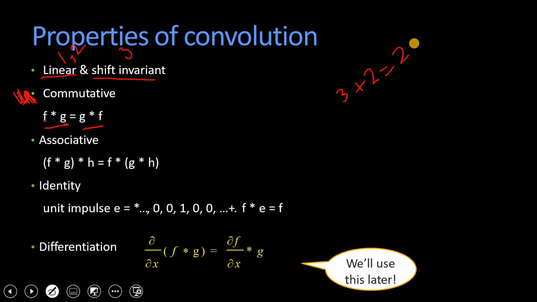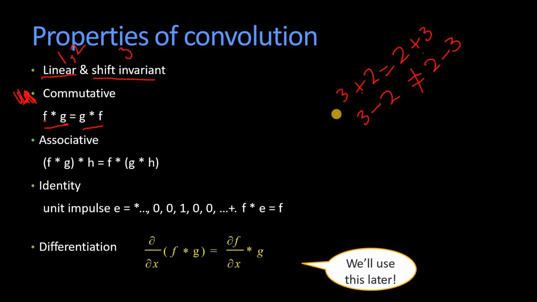3 plus 2 is the same as 2 plus 3. Remember? That's why we say that add is commutative. Not all functions are commutative. For example, subtract, is it commutative? No. 3 minus 2 is not the same as 2 minus 3.